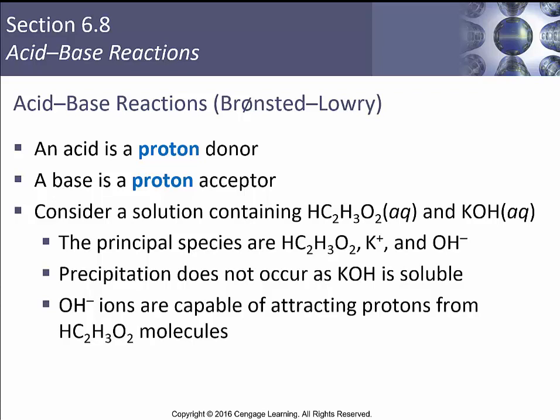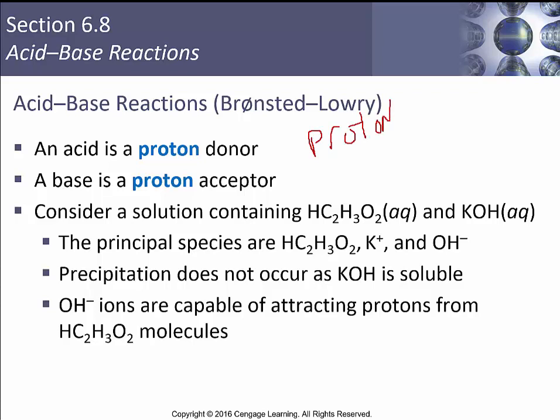The Bronsted-Lowry is the simplest. It's kind of the OG definition for what makes something an acid or a base, and it's all looking at the protons, right? It's all proton centered. So in Bronsted-Lowry, an acid is a proton donor, and a base is a proton acceptor.